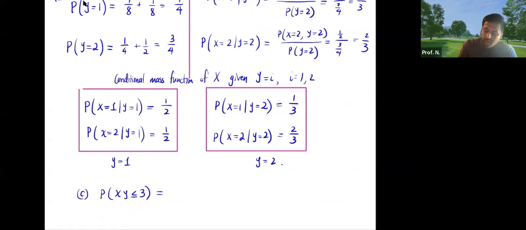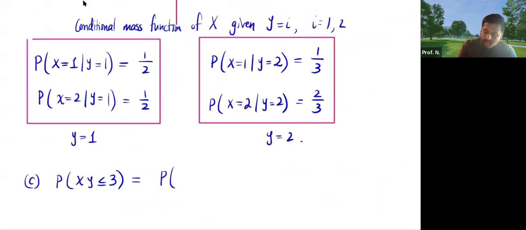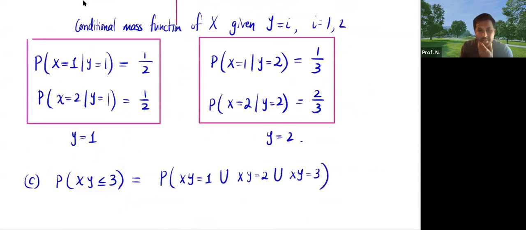So I can have the probability that xy equals 1, or xy equaling 2, or xy equaling 3. That's what this means. But each of these events is mutually exclusive. You can't have a product of two numbers equaling 1 while at the same time equaling 2 and 3. So they're mutually exclusive, which means I can add them.